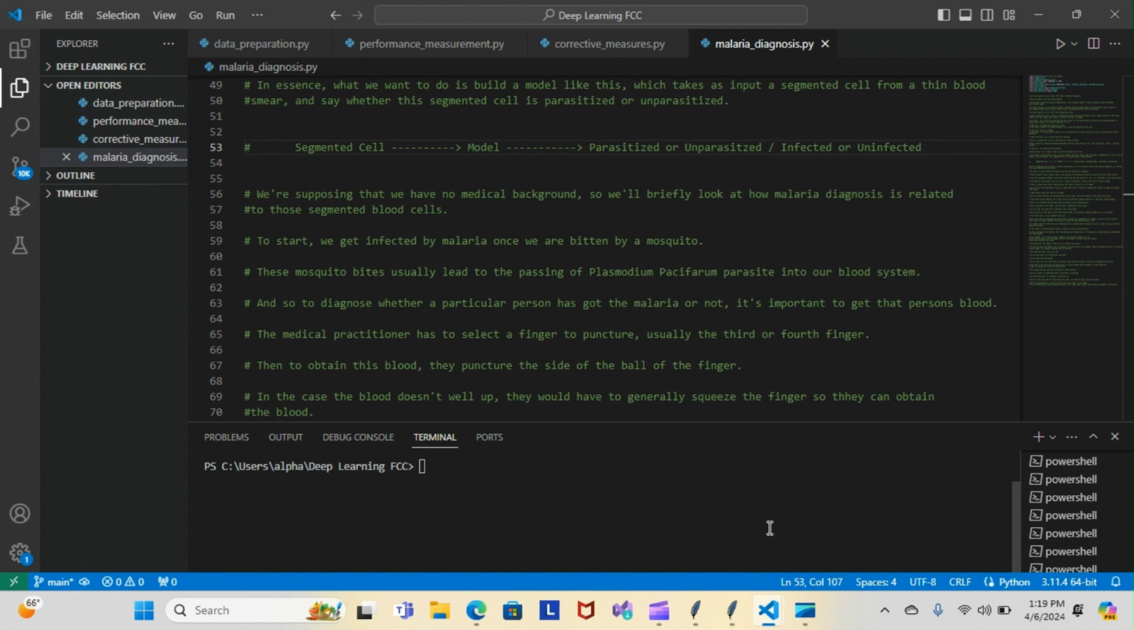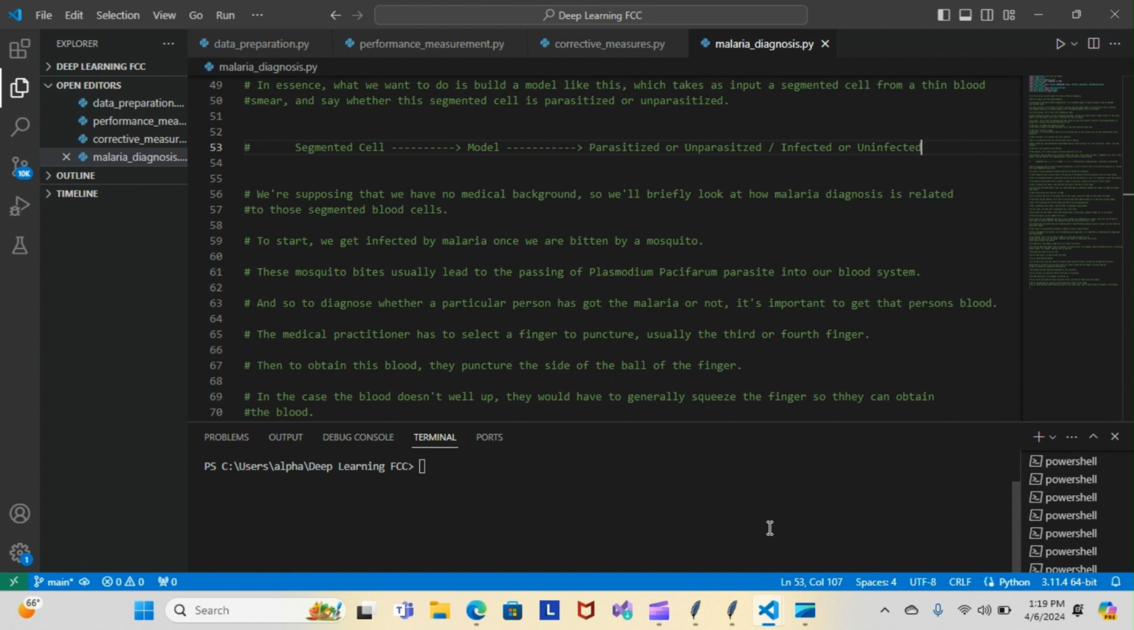In essence, what we want to do is build a model like this, which takes as input a segmented cell from a thin blood smear and says whether this segmented cell is parasitized or unparasitized. This is the model here that we draw. You can see we have our segmented cell feeding into our model and then outputting whether or not that patient is parasitized or unparasitized, meaning infected or uninfected.